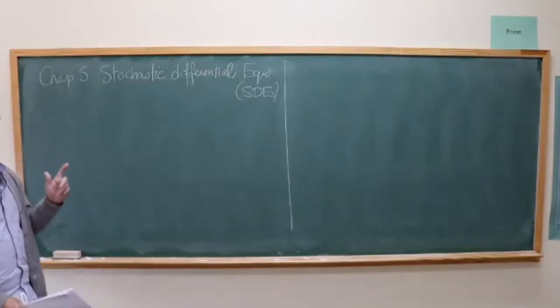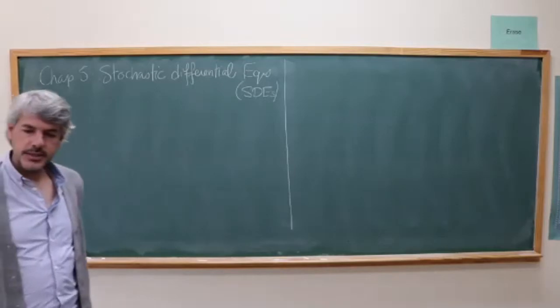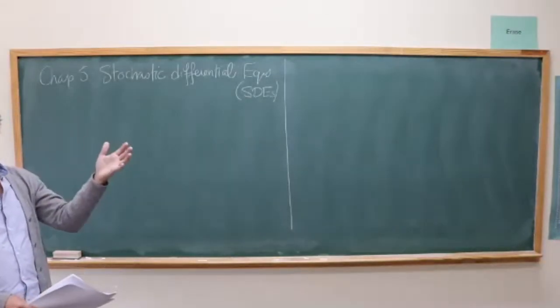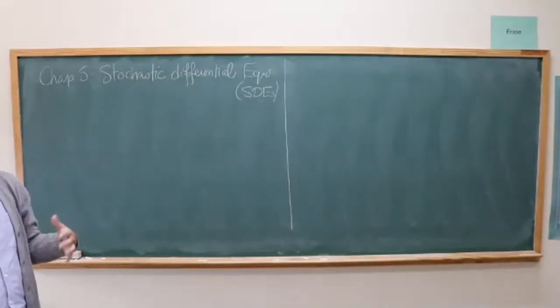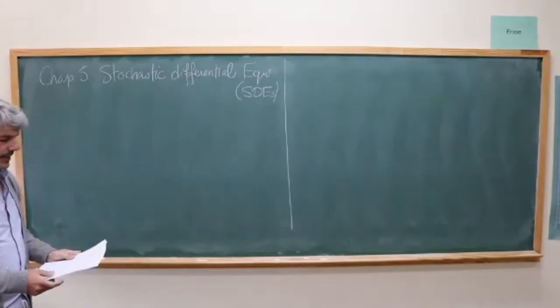So we'll be dealing with Markov processes now that evolve in continuous space and continuous time. And it's a slightly different subject. This is chapter 5 in my notes. So we're skipping in a way chapter 4, but I'll be using some elements of chapter 4. So I'll point this out as I go along.